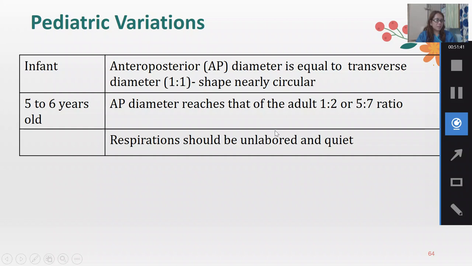And then for infants, ito yung vibration variations natin. You have to note that the anterior posterior diameter is usually equal to transverse diameter. So usually 1:1 sila. So yung shape nila is nearly circular, the shape of the chest. For clients 5 to 6 years old, the anterior posterior diameter usually reaches that of the adult, which is 1:2 or 5:7 ratio or configuration. So, the respiration should be unlabored and quiet.